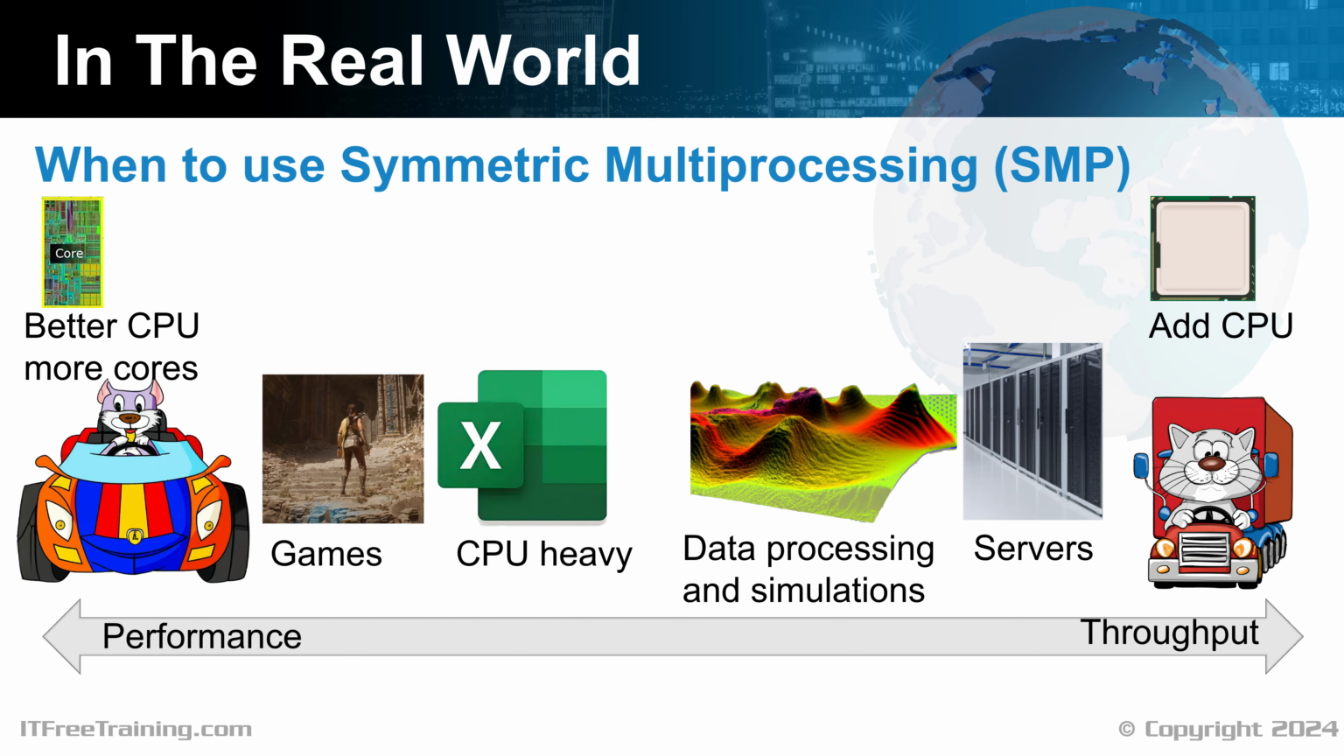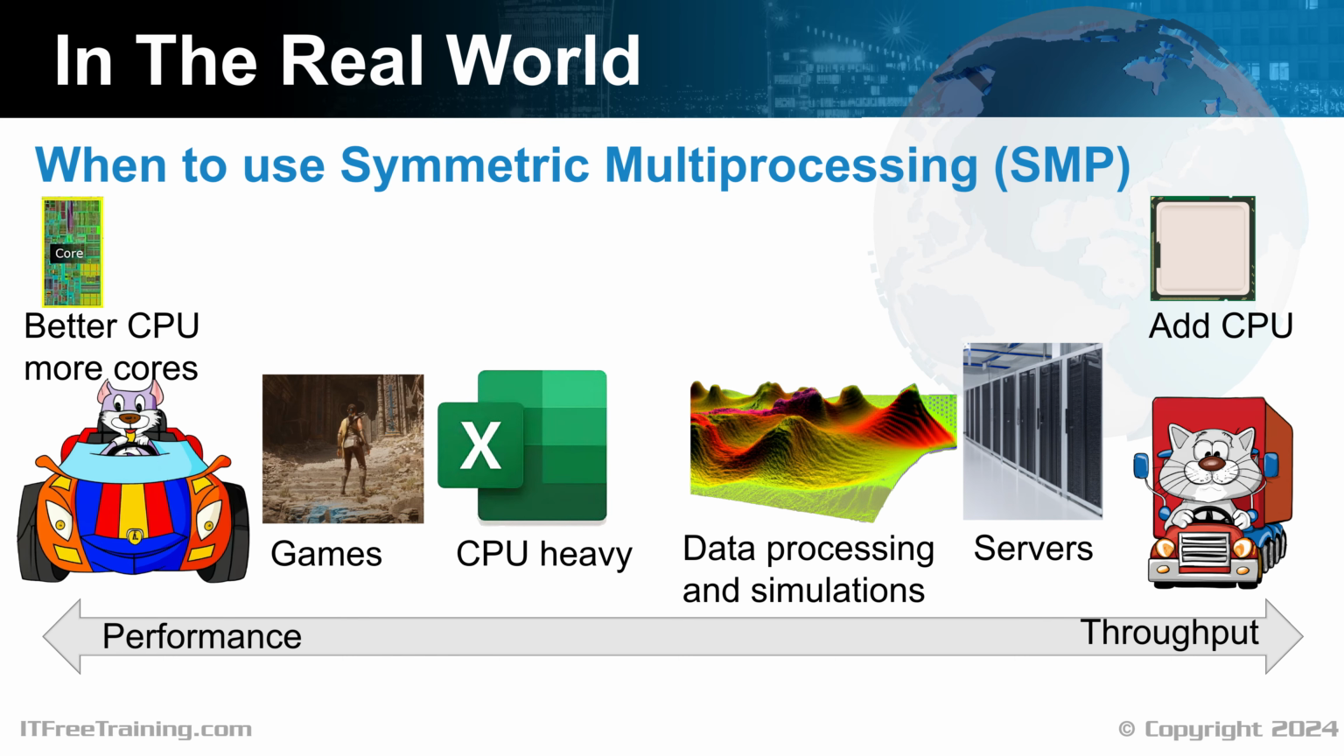Nowadays, you'll find that dual CPU systems are becoming less and less common even in high-performance workstations. This is because a single CPU with a high core count will be cheaper than a dual CPU system, use less power, and in many cases give you better performance.